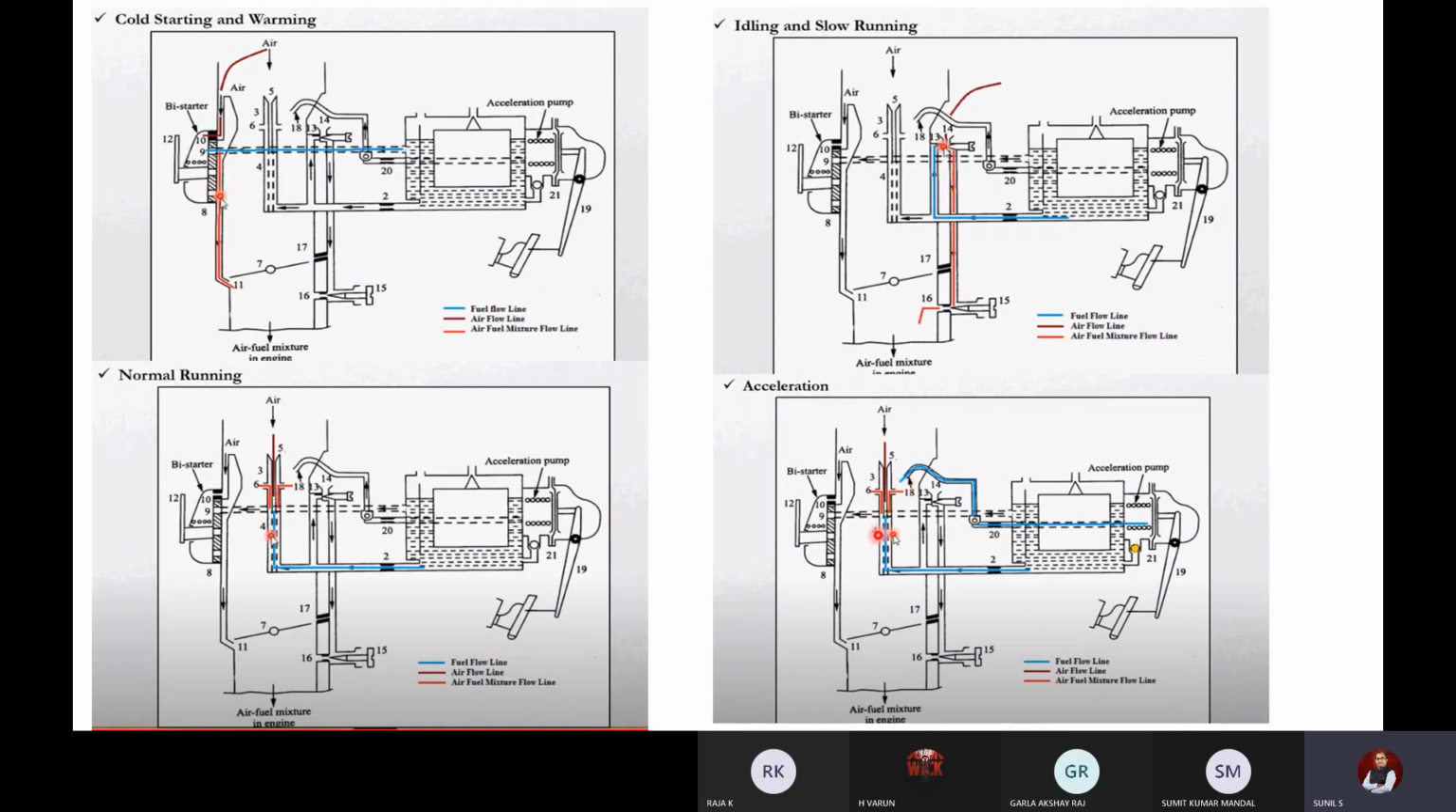Whenever you spray the excess fuel particles, the air fuel mixture becomes very rich, and the power delivered by the vehicle will be very much higher. So this is under acceleration conditions. So this is how a Solex carburetor works.